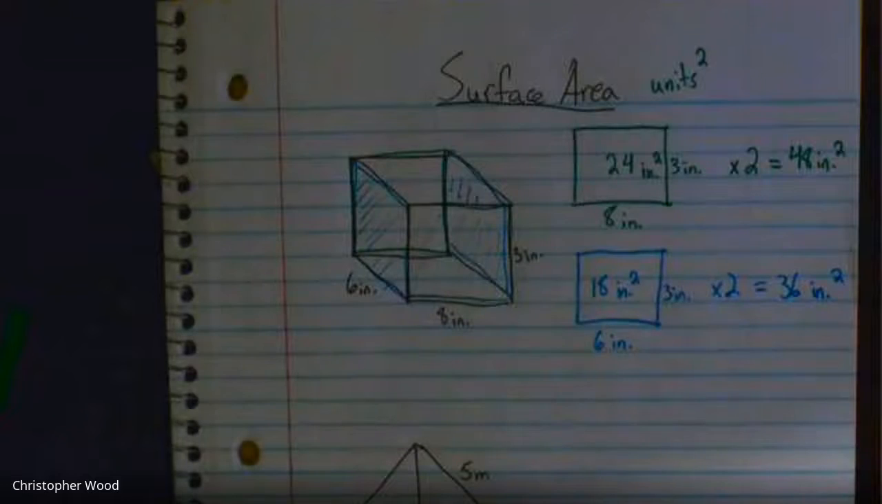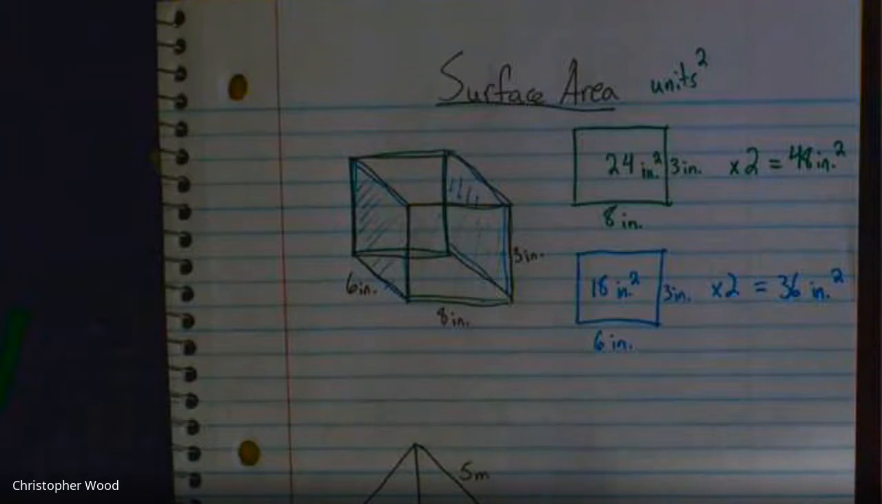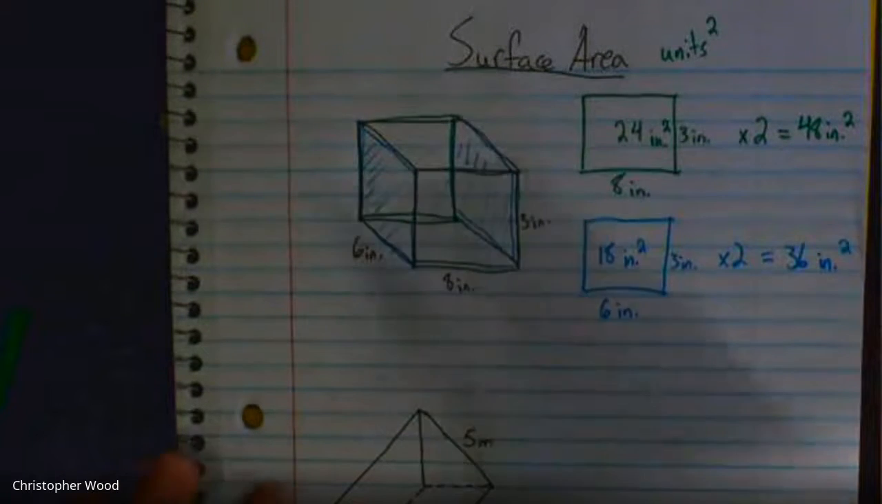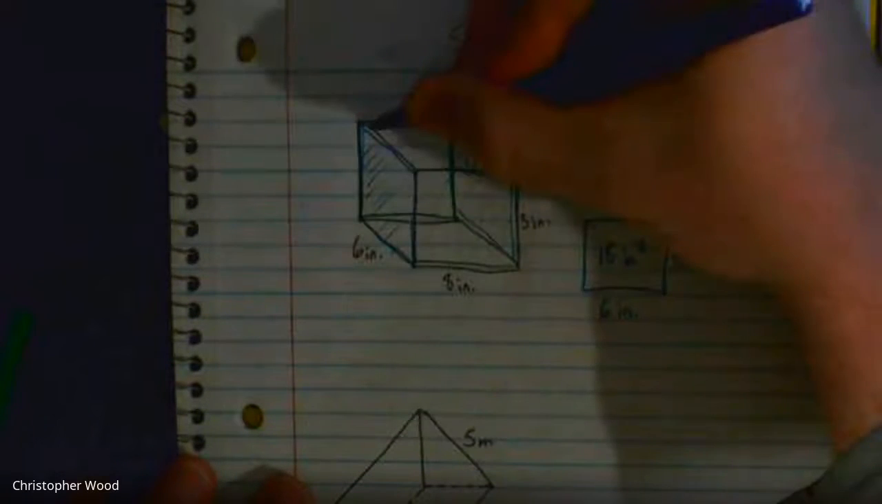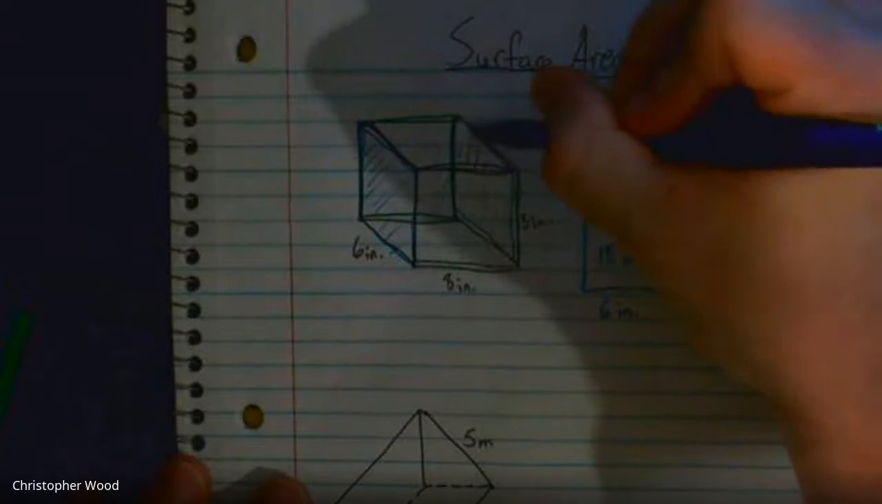And we've almost found all of the surfaces. We still have to find the top and the bottom. But again, since they're the same, we really only have to find one of them. Slide this up a little bit. So we've got the top here, which I know from front to back is 6 inches, and from side to side is 8 inches.